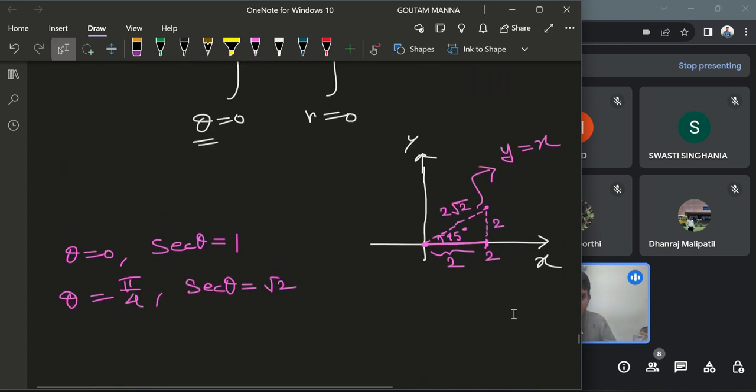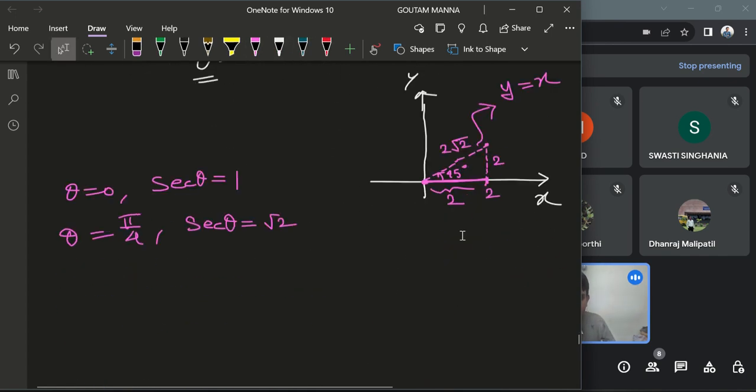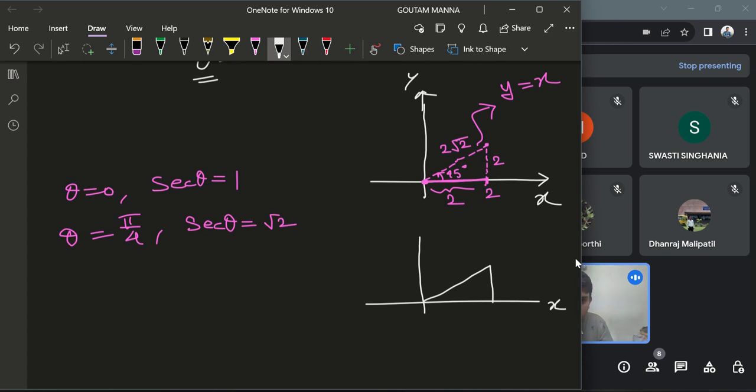So our integration region will be, if I do the y integration first to cover this region, y will be going from 0 to x, and x will be going from 0 to 2.